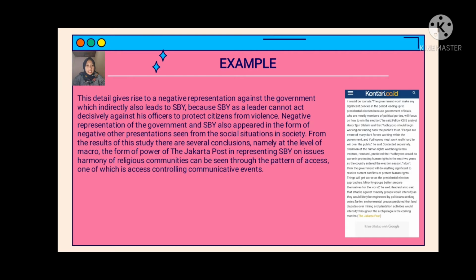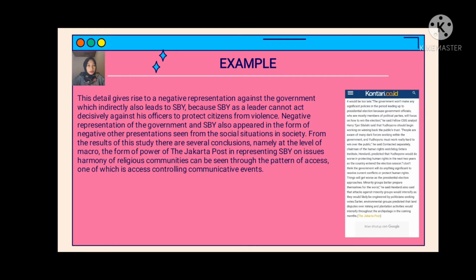The use of sentences in headlines and the elaboration of many events give rise to a negative representation of SBA. The selection of sources, namely the opinions of religious leaders and NGOs, are more dominant compared to government officials, along with the negative assessment of SBA's performance and details that describe SBA negatively in this news.